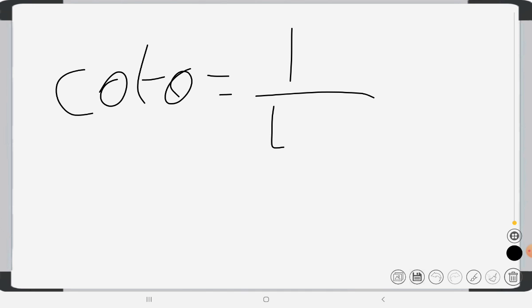Now we will learn about cot theta. Cot theta is equal to 1 by tan theta. I think you have got all the 6 trigonometric ratios. They are sin theta, cos theta, tan theta, cosec theta, sec theta and cot theta.